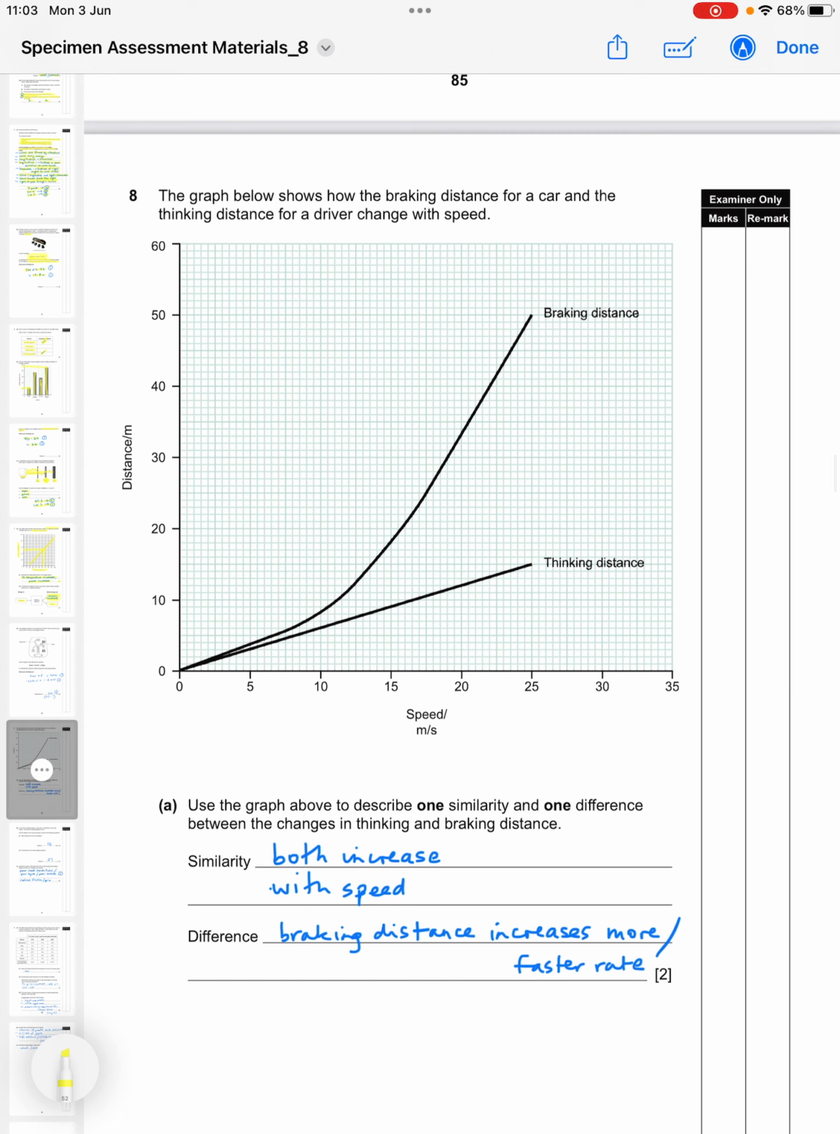Question 8. The graph shows how the braking distance for a car and the thinking distance for a driver change with speed. So we have thinking distance here, this bottom one, and braking distance there, the top one. Use the graph above to describe one similarity and one difference between the changes in thinking and braking distance. So the similarity is they both are going up, they're both increasing with speed. And the difference is that the braking distance is obviously increasing much more, at a faster rate.